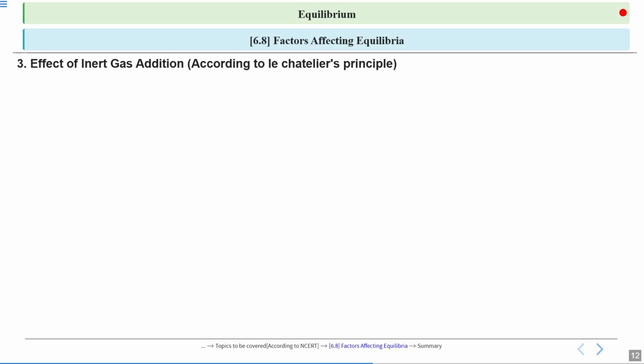Moving on to the third and the most interesting part, I would say. In this case, most of the students find it difficult to understand the addition of inert gas. Let us try to understand this. Now, there are two conditions. I said it in the start. There are two conditions in which you can add your inert gas. First is at constant pressure. So let's talk about this.